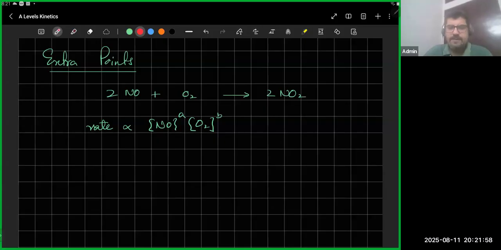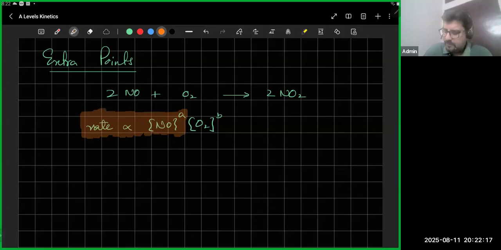I want to keep one of the concentrations constant, right? For example, I want to investigate how rate varies with respect to NO. Okay, so this is what I'm trying to figure out. I don't want O2 to be affecting rate. I want O2 to be constant. Now remember one way of keeping O2 out of this equation.